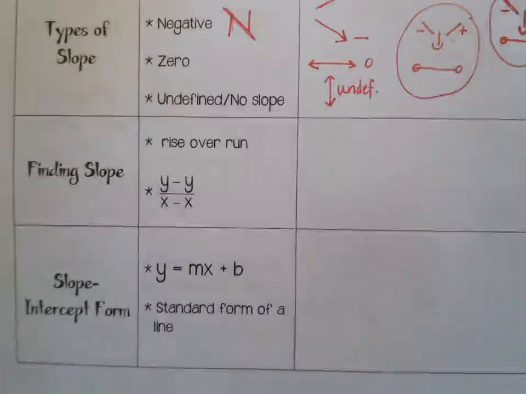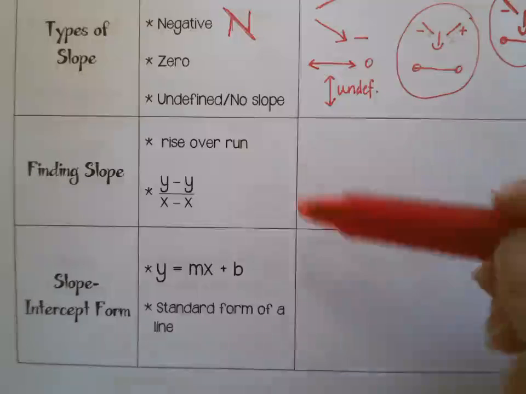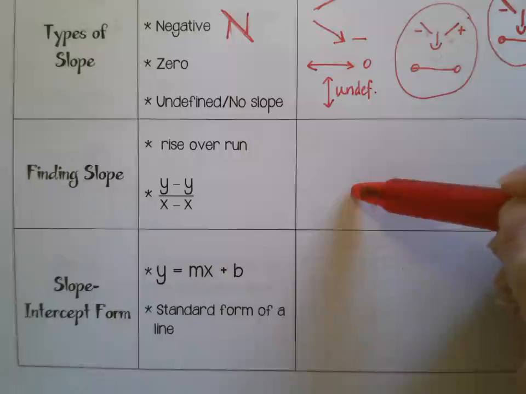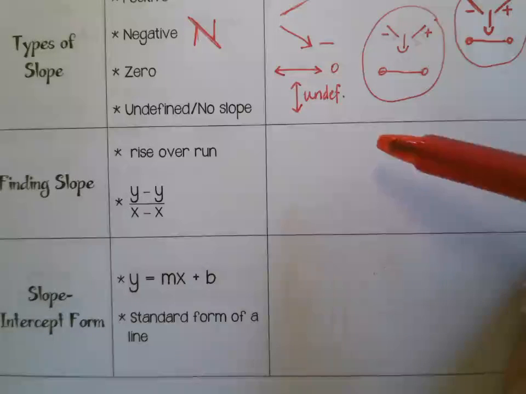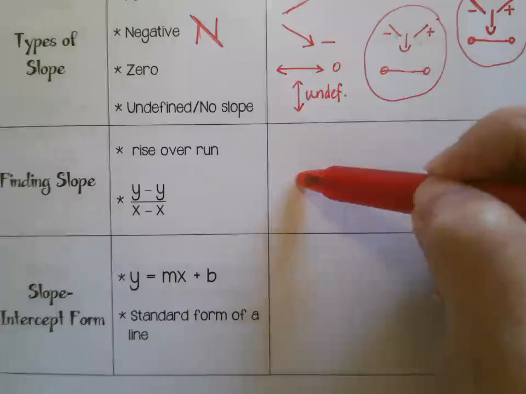All right, finding slope. So to find slope, what we're going to do is figure out how much the line is changing as it goes up and over. If you think about a set of stairs, it's really important when the builder or maybe even the architect designs a set of stairs that they keep in mind how much the stairs are going to go up as they go over. And if you've ever walked up a set of stairs that's uneven, you can easily lose your balance. So what we're doing is measuring how much it goes up as it goes over.